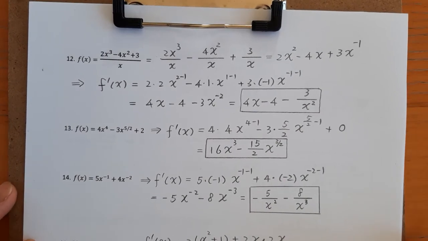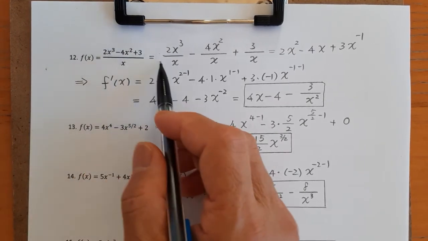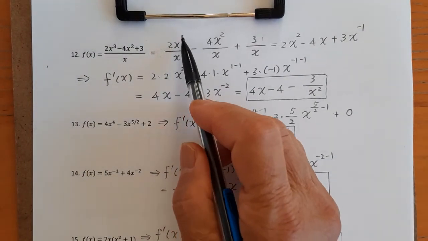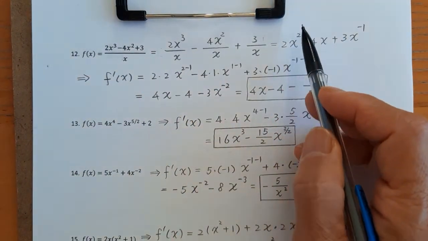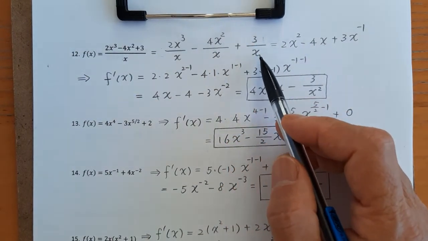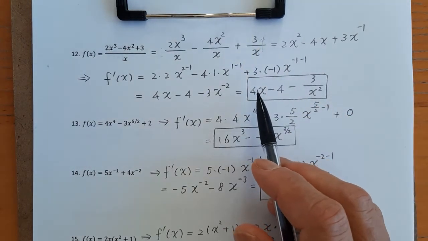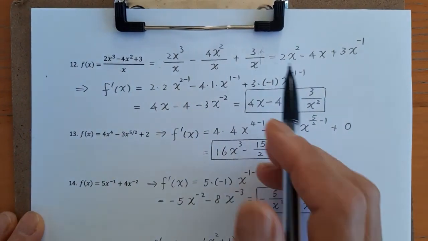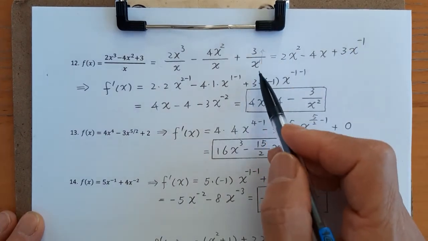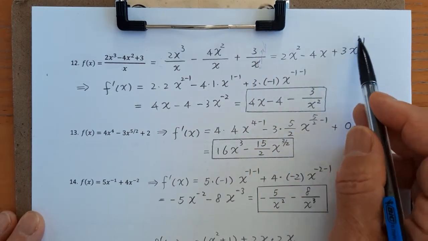Now next one is this question. First of all, you have to divide each term by x. Then 2x cubed, x cancels x, get 2x squared. 4x squared, cancel x, get 4x. Plus 3 over x, and switch up to the numerator: x to the power 1 becomes x to the power negative 1, so 1 over x switches up to get x to the power negative 1.